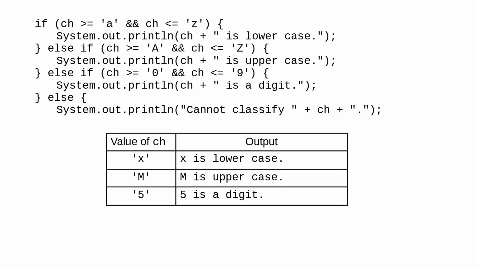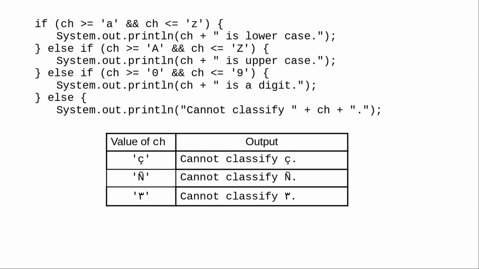If you want to determine whether a character is uppercase, lowercase, or a digit, you can write code like this, where you compare the character value to a range between lowercase a and lowercase z, uppercase A and uppercase Z, and the characters 0 through 9.